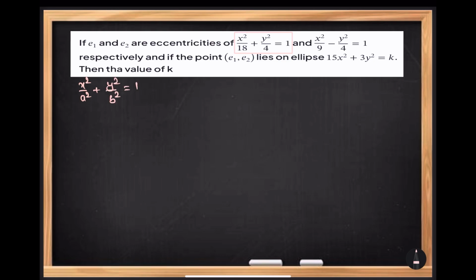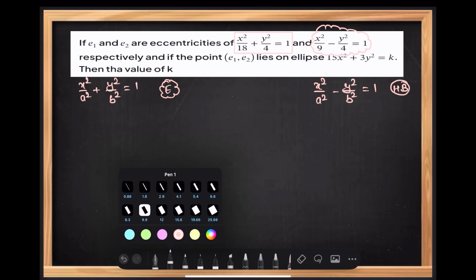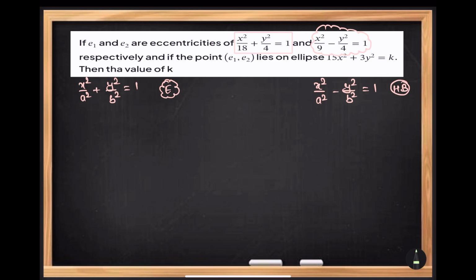It is an ellipse. Okay. And who is this thing? This is a hyperbola. x square by a square minus y square by b square equals to 1. So this is a hyperbola, है ना? And this is an ellipse. So E1 is the eccentricity of the ellipse and E2 is the eccentricity of the hyperbola. So let's find out those E1 and E2 one by one.